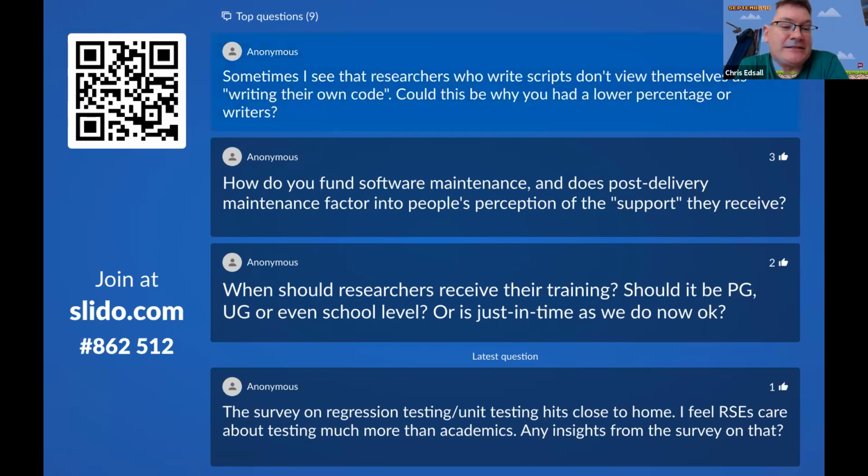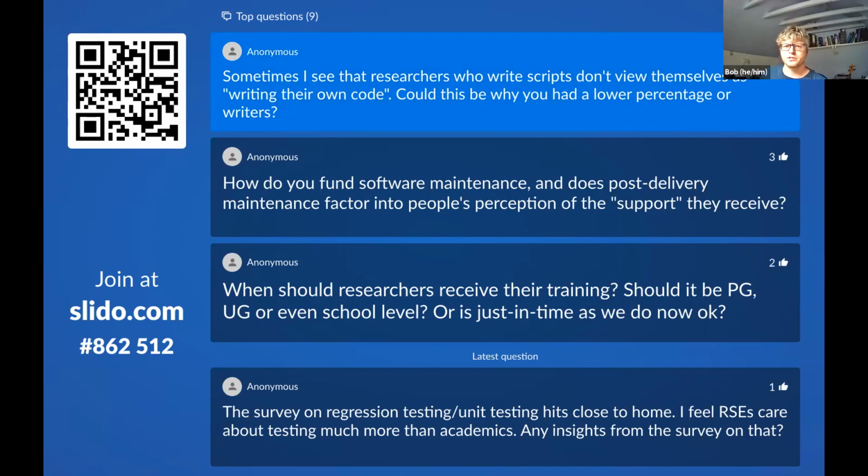Sometimes, Anonymous asks, I see that researchers who write scripts don't view themselves as writing their own code. Could this be why you had a lower percentage of software writers? I think it would be sensible for me to check back to the detail of that question. But yeah, we could have made the mistake, frankly, of not correctly defining what it means to be writing your own code. So yeah, that absolutely could be the case.